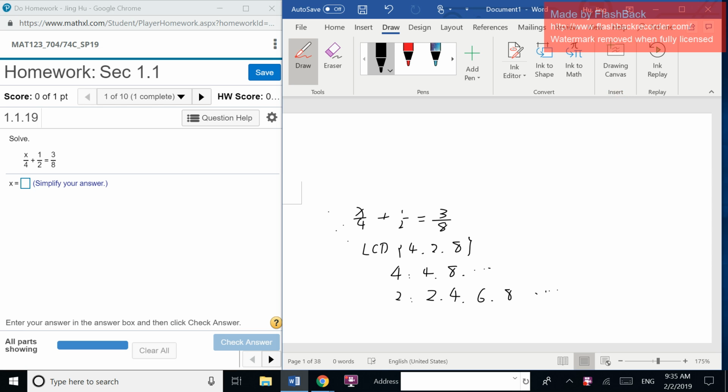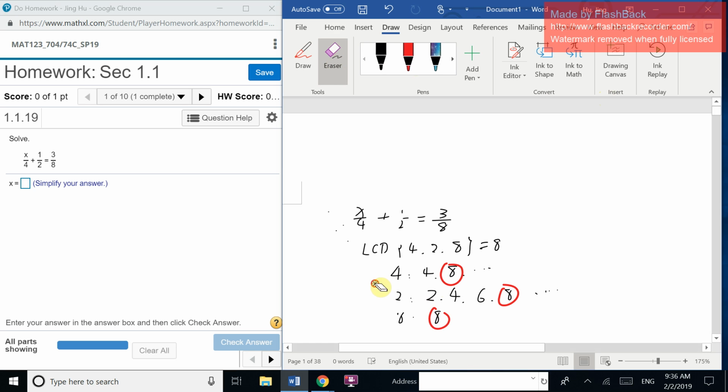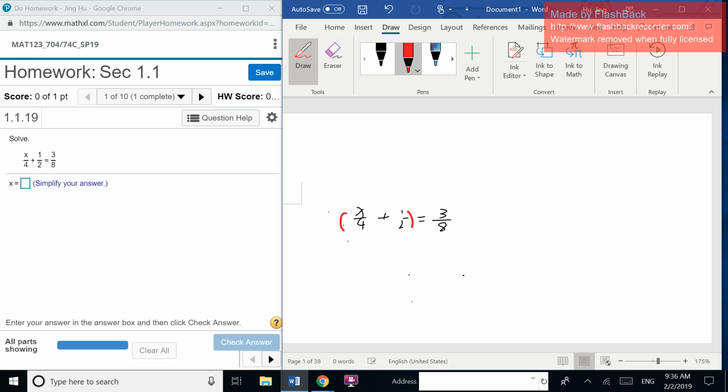So here we have 4 and 8. The least common denominator means the least common multiple. So we find the least common multiple, 8. Now on both sides of the equal sign of the equation, we multiply by 8. Then we can remove the denominator.